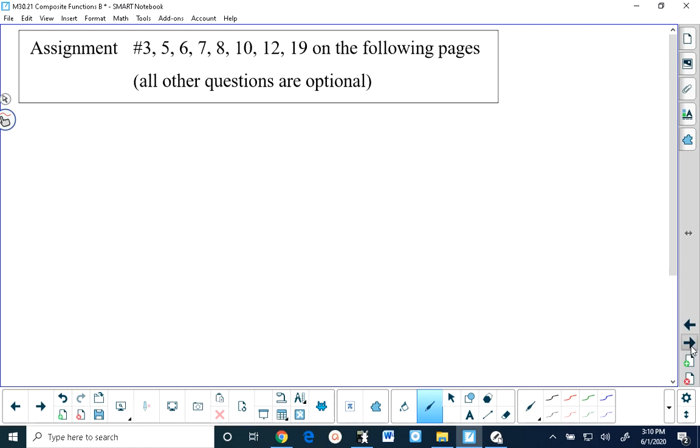Your assignment on the following pages, 3, 5, 6, 7, 8, 10, 12, and 19. Any other questions are optional. You can probably still do them, but it's up to you whether you want to do them or not.